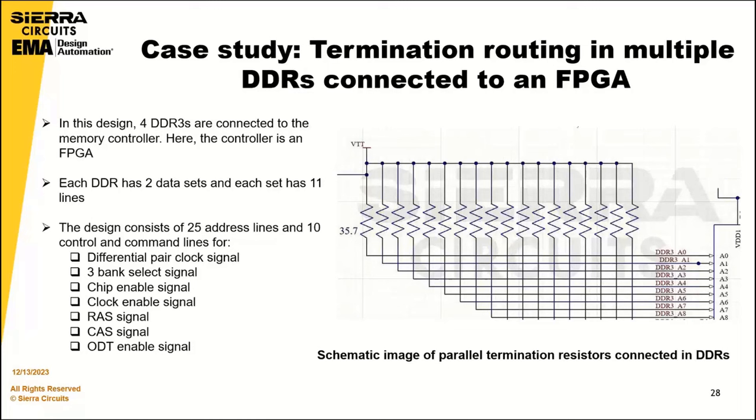So here's a quick case study for termination routing in multiple DDRs connected to an FPGA. In this design, the four DDR3s are connected to the memory controller. Here the controller is an FPGA, and each DDR has two data sets, and each set has 11 lines. The design consists of 25 address lines and 10 command and control lines. Those are listed below.